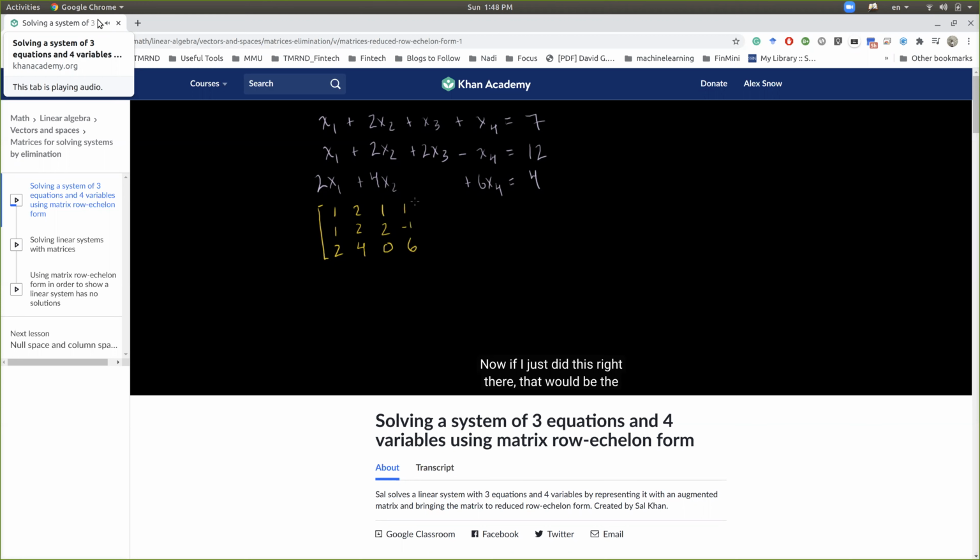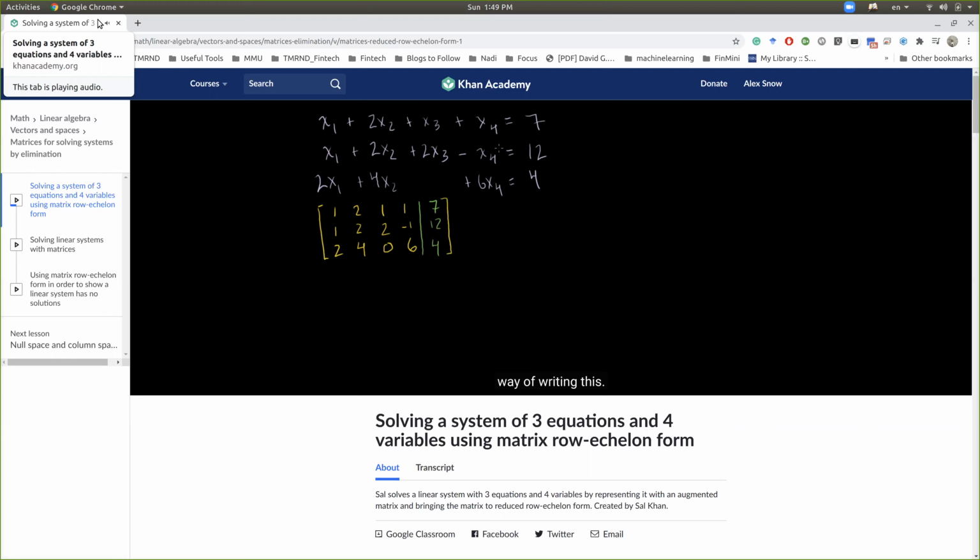Now if I just did this right there, that would be the coefficient matrix for this system of equations. But what I want to do is augment it with what these equations need to be equal to. So let me augment it. I'm going to draw a little line here and write the 7, the 12, and the 4. And I think you can see that whatever this right here is just another way of writing this.